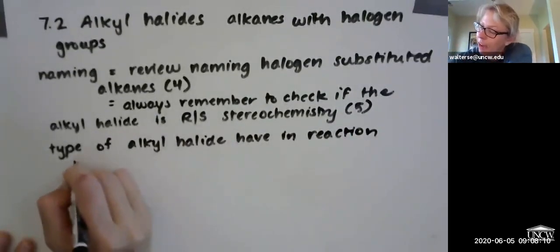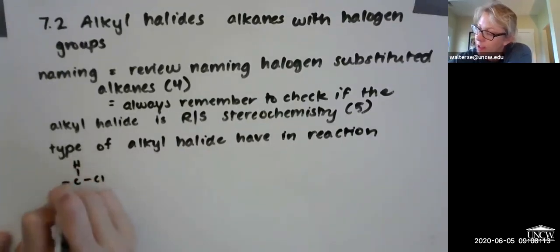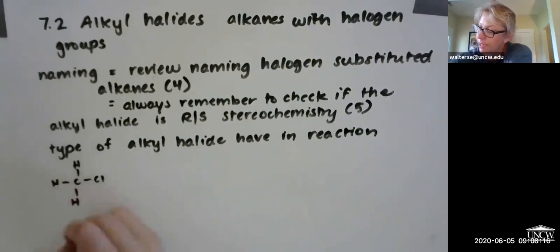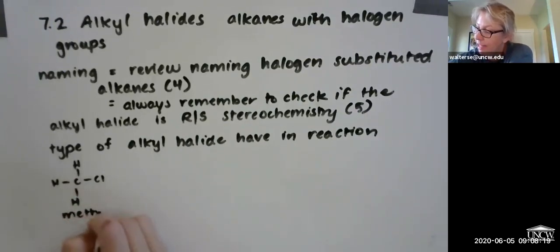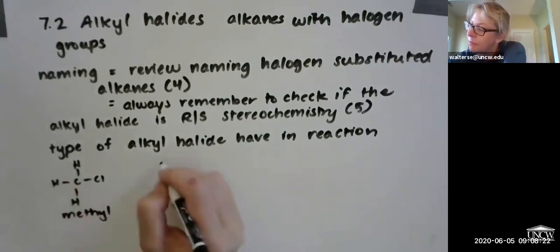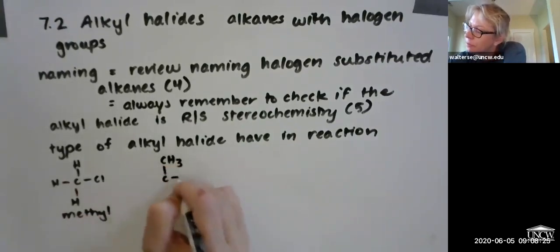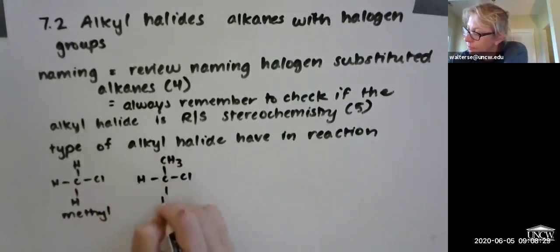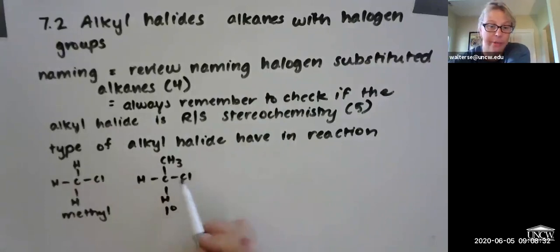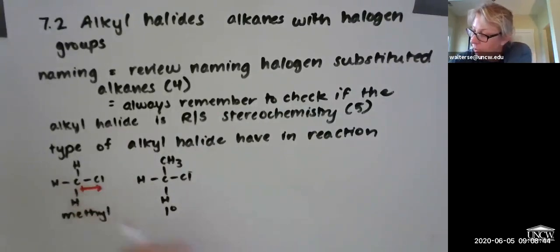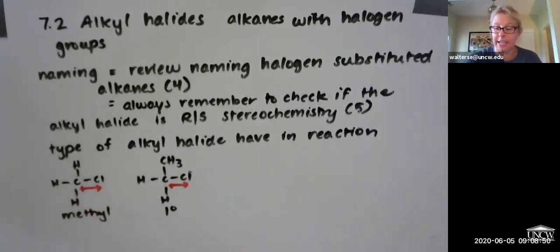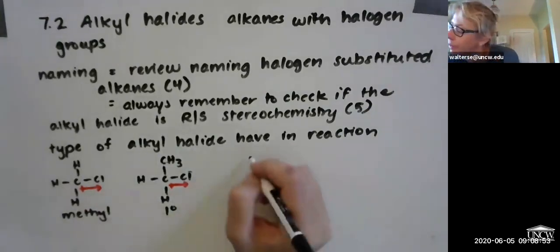So we could have, this would be called a methyl alkyl halide. You only have a single carbon. You can have a primary alkyl halide where the carbon that has the leaving group is bonded to one other carbon. In this particular reaction, the carbon that's going to participate in the reaction is the carbon bonded to the halide. It's not going to be any of the other carbons surrounding.